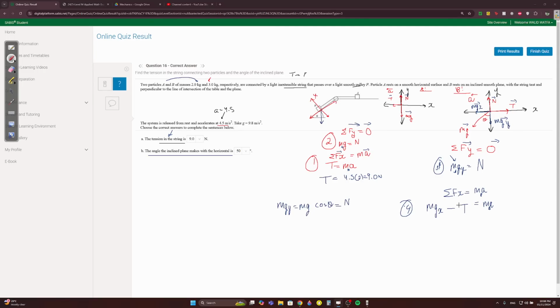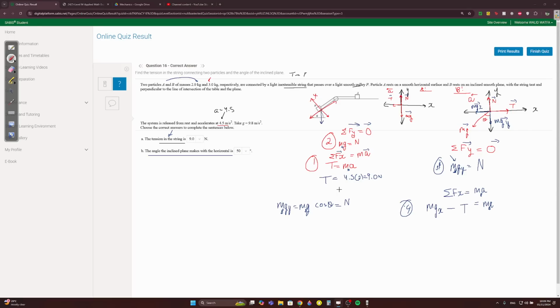Here, I should have written, I keep on forgetting to say mB, mB. Why mB? Because here we have block A, block B. Don't get confused, because now you're going to see what I mean. So mB g cosine theta is equal to N.